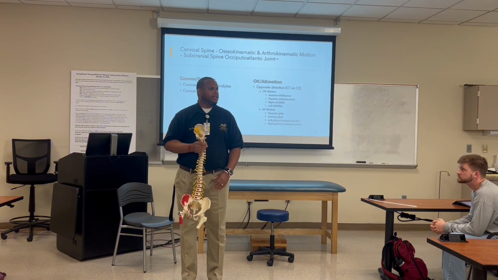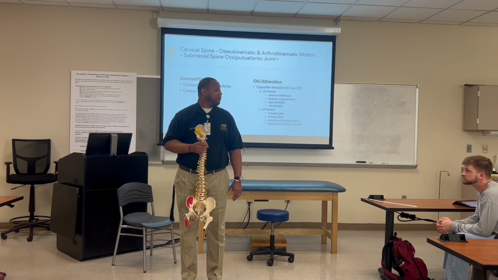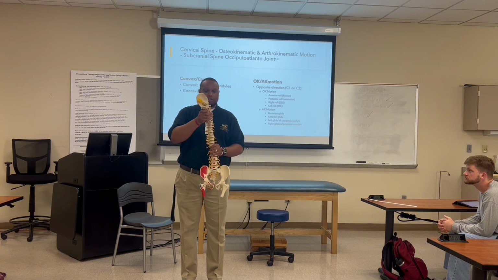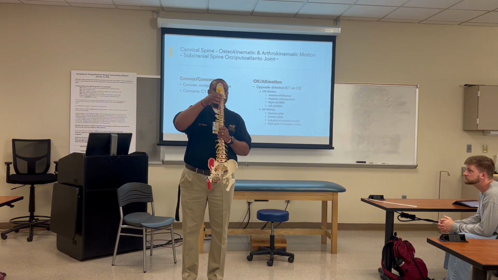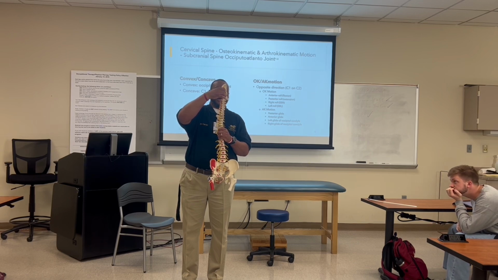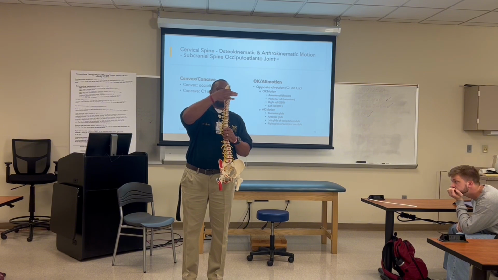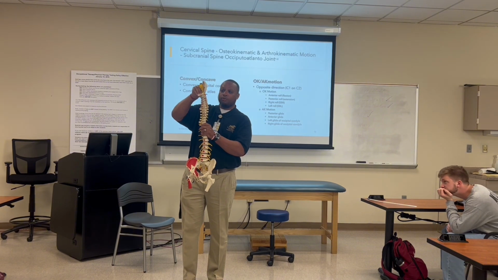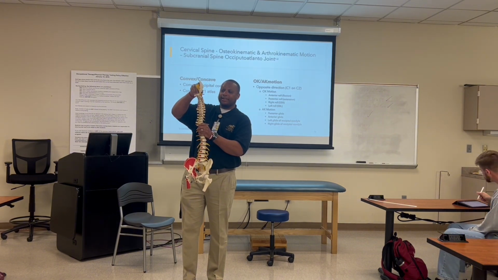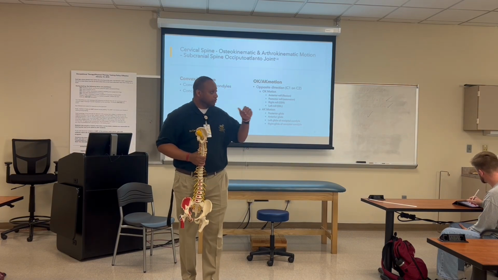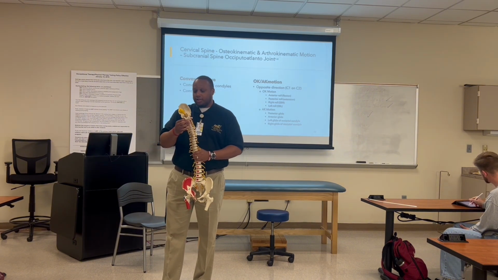Now, if I rotate to the left, what does my subcranial spine have to do? It has to side bend to the right. It may be hard to see, but for everything to occur how it should occur, I'm rotating to the left, but I'm getting some minute side bending to the right of my subcranial spine. Same thing if I rotate to the right, I'm getting some side bending to the left of the subcranial spine to make that happen. So that's understanding the subcranial spine.